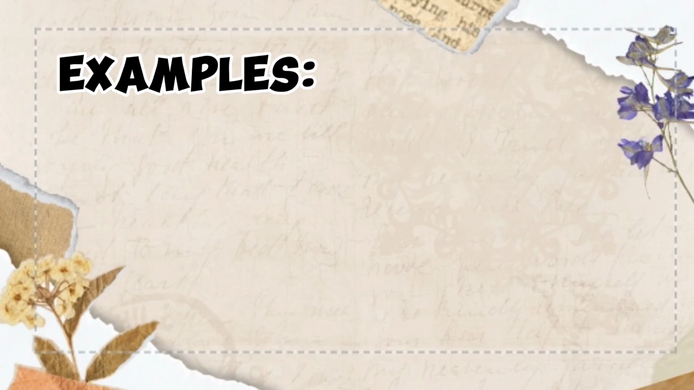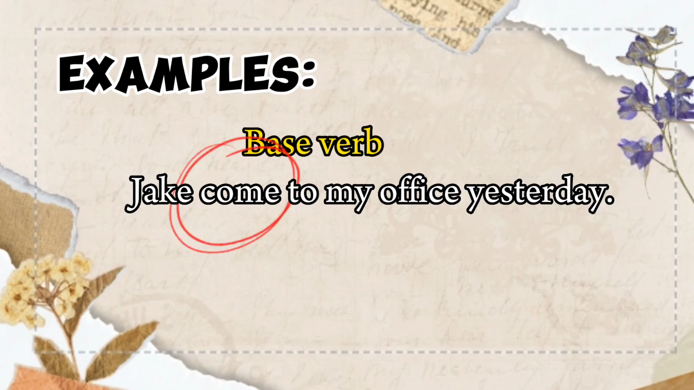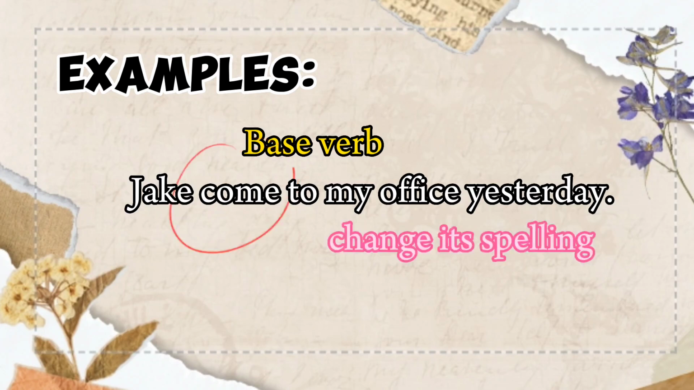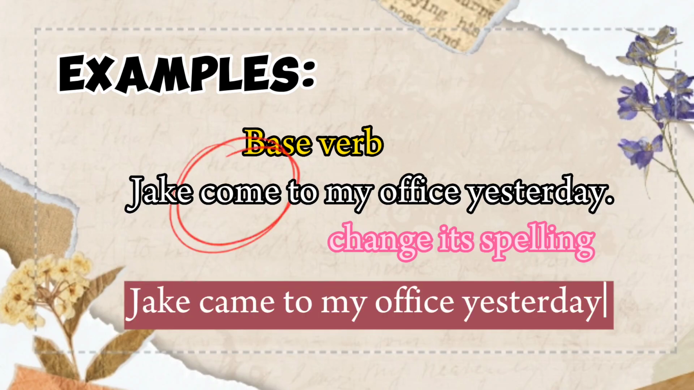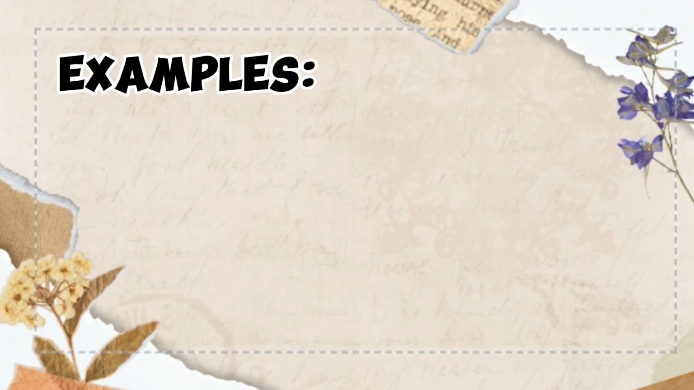In this example, the sentence is, Jake come to my office yesterday. Come is the base form of the verb. In order for us to get the past tense, we just have to change its spelling. Therefore, we have Jake came to my office yesterday, making came the past tense of the verb. Let's proceed now to the second example.